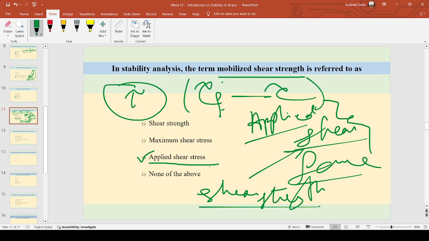I hope it is clear. The mobilized shear strength is referred to as the applied shear stress. Okay. Next question.